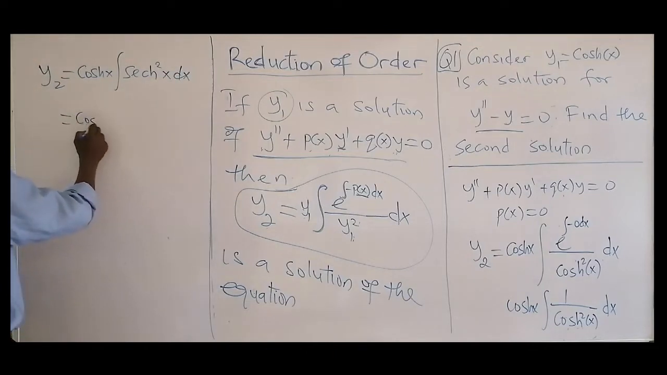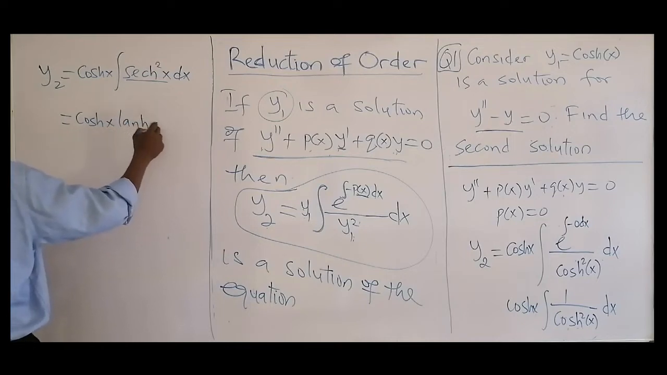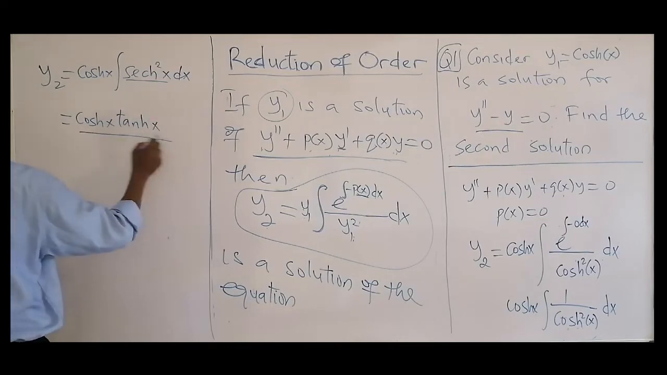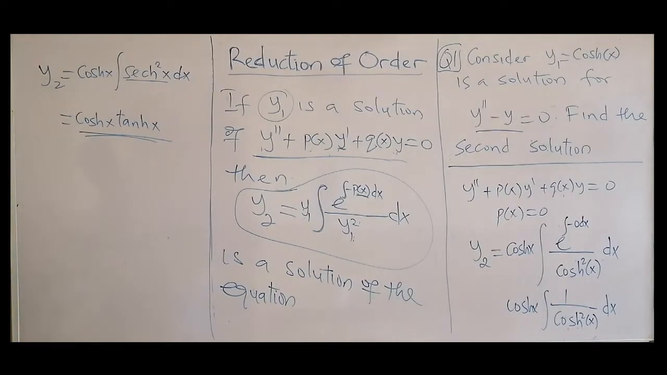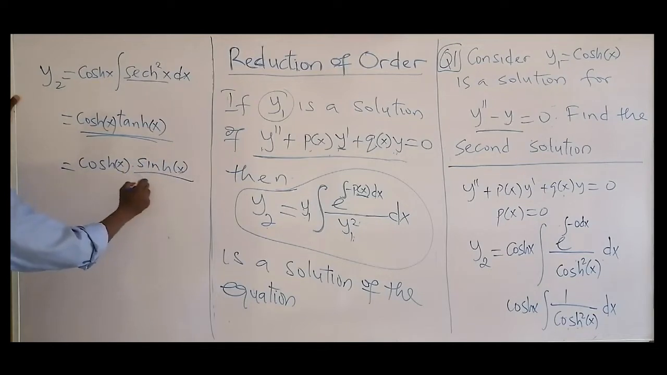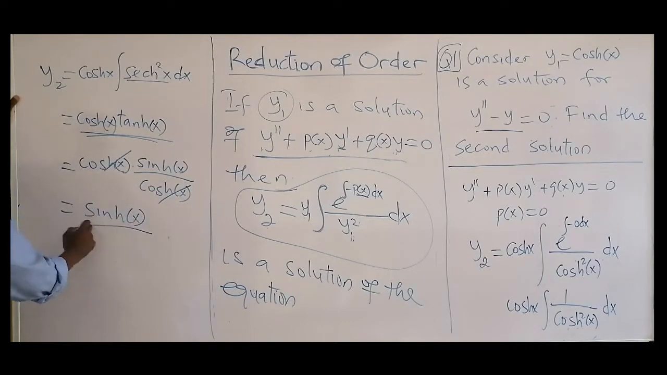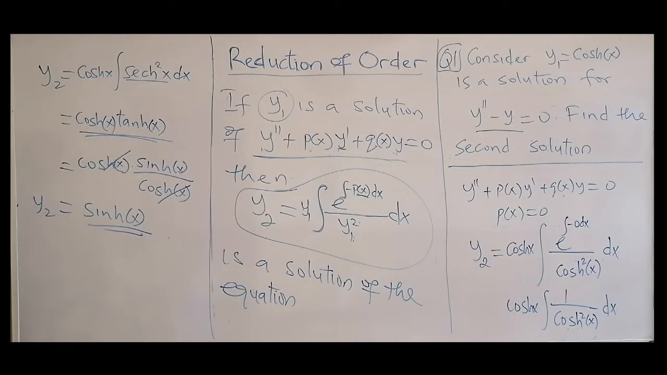And the derivative of this is what? Tanh x. So y2 is cosh x times tanh x. So the only thing you can do now is break this one down. Tanh is sinh x over cosh x, so the cosh will cancel. So we have the answer: y2 equals sinh x.